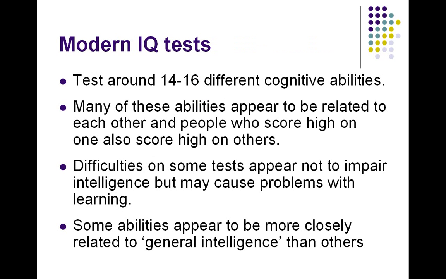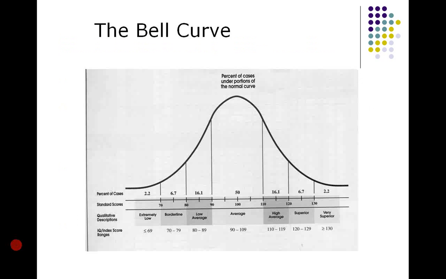And some abilities appear to be more closely related to the concept of general intelligence than others. So here's an example of the bell curve, and IQ is generally put at the center as 100 IQ, so that's the midpoint of when you get the average of a whole population. And as you go towards the extremes, you find fewer and fewer people who have very low intelligence or very high intelligence. So the vast majority of people are somewhere in the middle between 90 and 110.